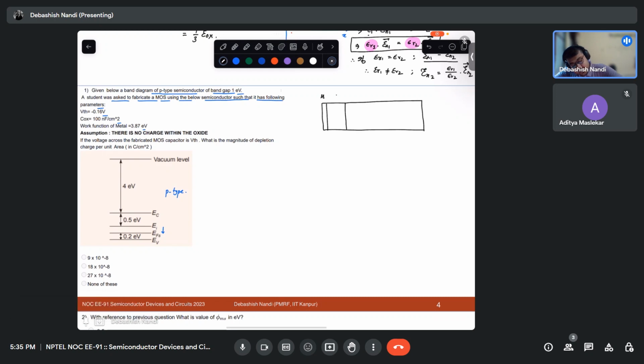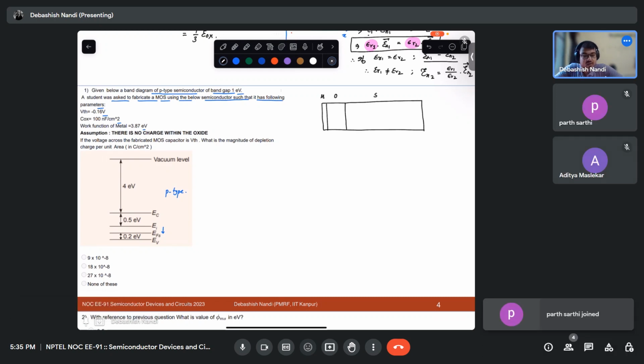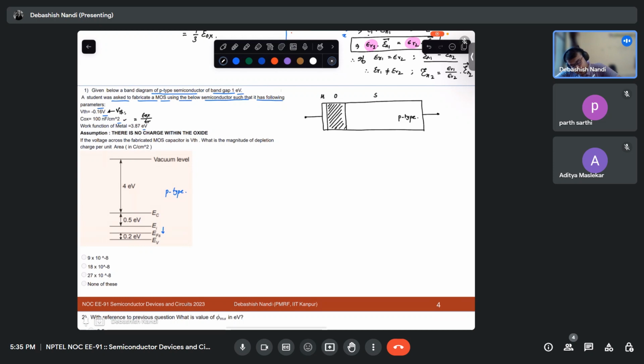Let's say this is your metal, this is your oxide, this is your semiconductor, okay? So this is your P type. And it is mentioned that this is threshold voltage. It is Cox, means Cox is what? Cox is nothing but your Eox over Tox. So this is, let's say, your Tox. Okay. So assume there is no charge within the oxide.